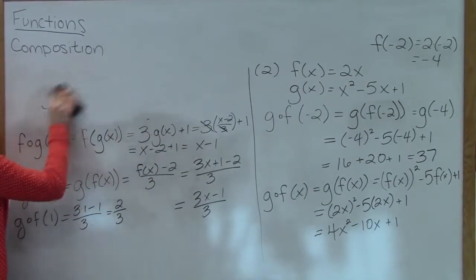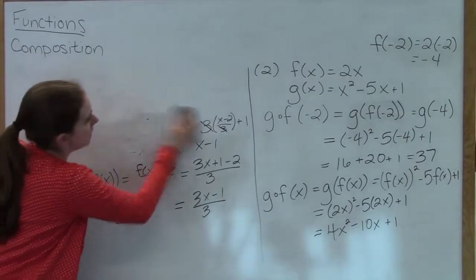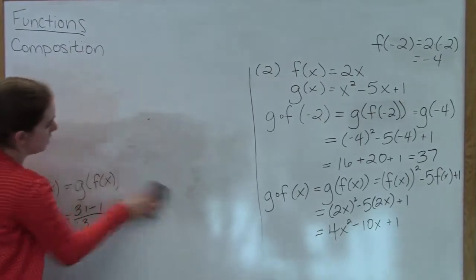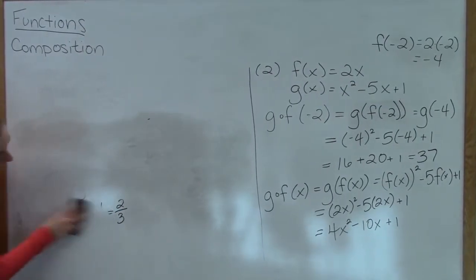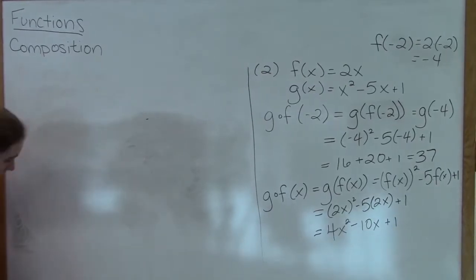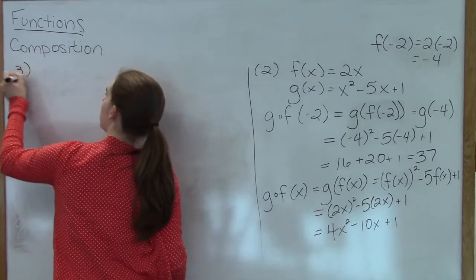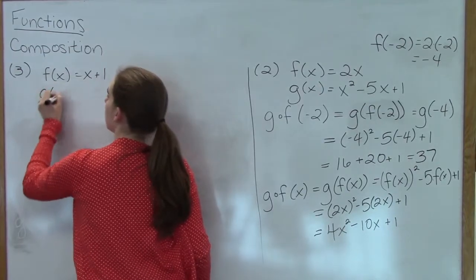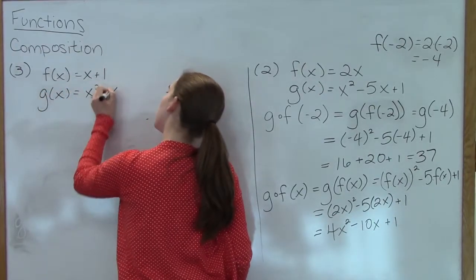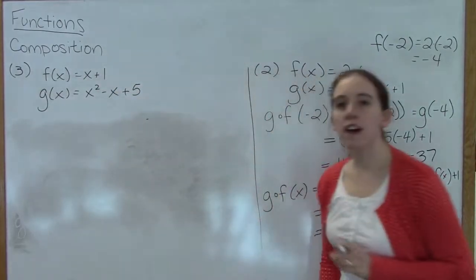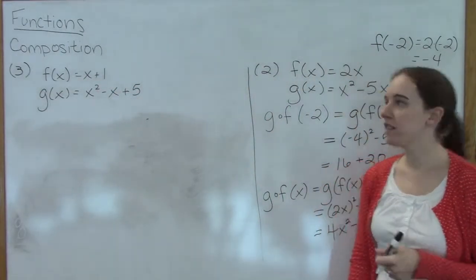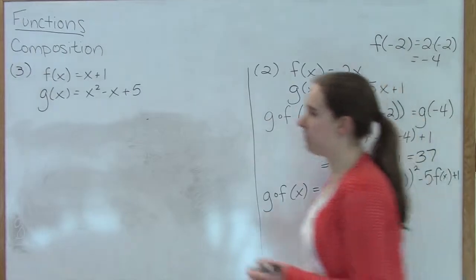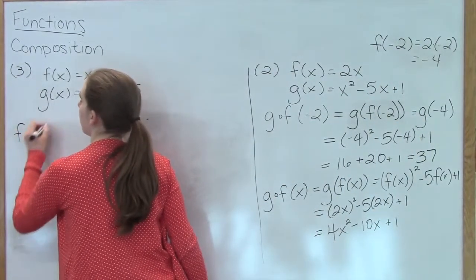So let's look at a couple more examples. This next example is going to be a little bit similar to number 2, but not quite the same. For f of x, I'm going to take x plus 1. For g of x, I'll take this quadratic x squared minus x plus 5. So let's find f composed with g of x.